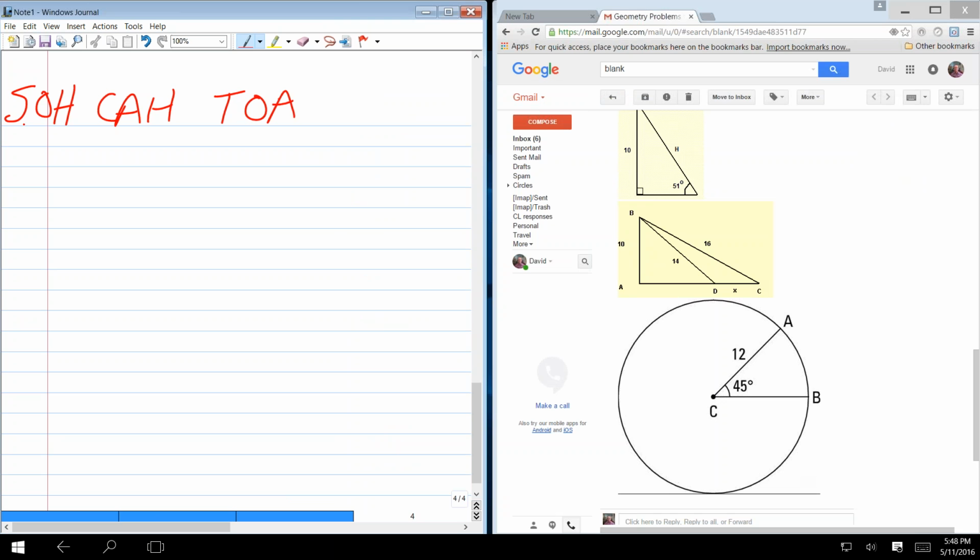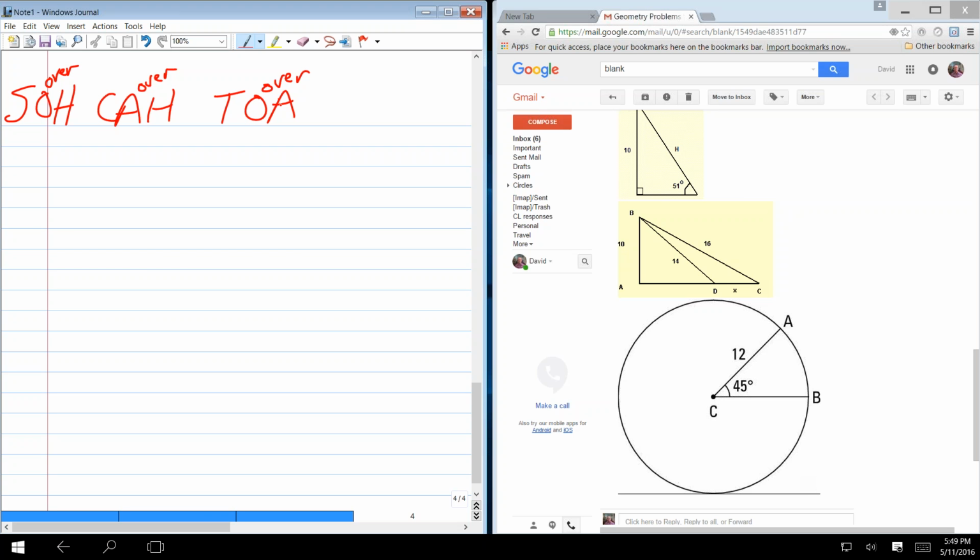Okay, so in SOHCAHTOA, the O is always opposite. Sine is opposite, and there's a hidden over between each pair. So sine is opposite over hypotenuse. Cosine is adjacent over hypotenuse. Tangent is opposite over adjacent.